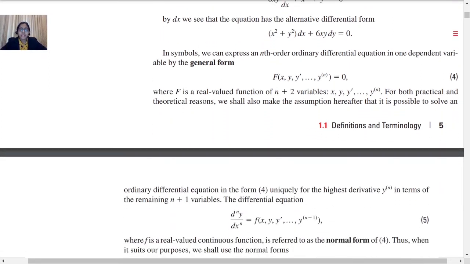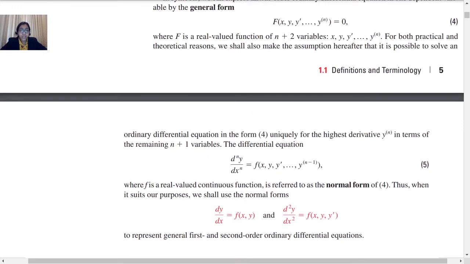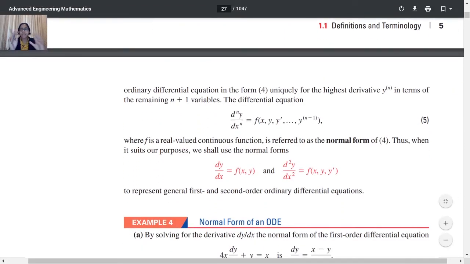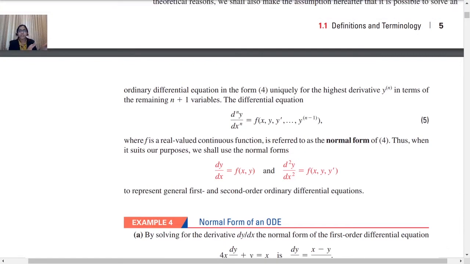And related to that, we can convert it into normal form. That is, I'm keeping the highest derivative on one side and taking the other terms to the other side. Okay, so in this case, sometimes the differential equation is d raised to n y by dx raised to n equal to a function of x, y, y dash, etc., y raised to n minus 1.